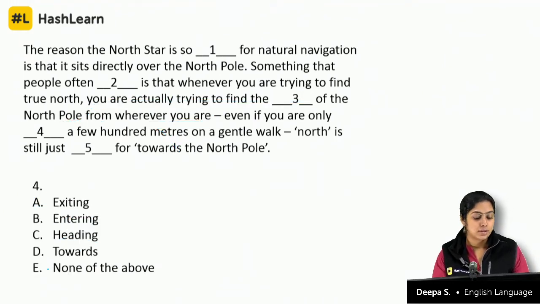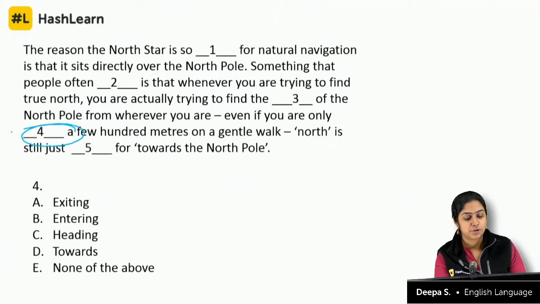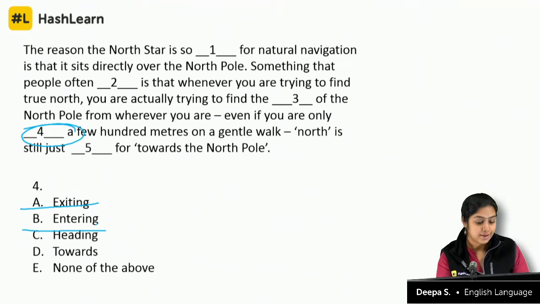And then 4, even when you are a dash few meters on a gentle walk. Exiting north. When you're exiting north, you're not looking at the north pole. Entering, perhaps, when you're entering north. But contextually, it doesn't make much sense. Then there is heading.